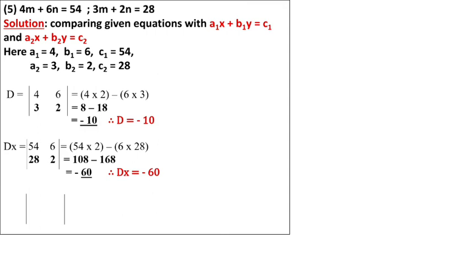In the dy we need a1 a2 and c1 c2. 4 into 28 minus 54 into 3. 28 4 is 112 minus 54 into 3 we get 162. So by subtracting we get minus 50. Dy value we got minus 50.